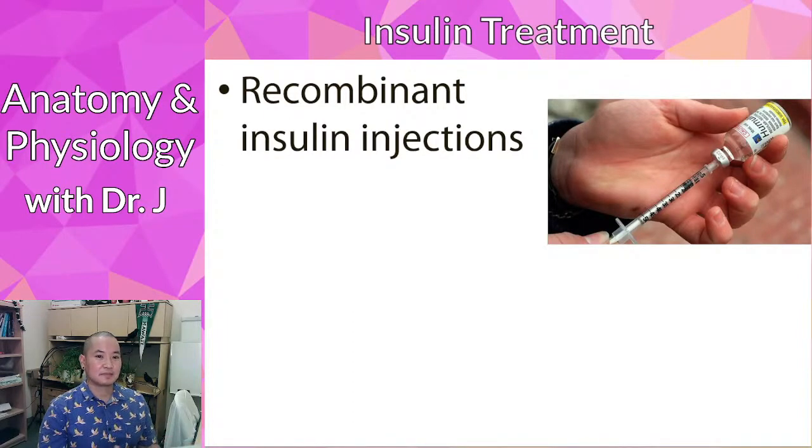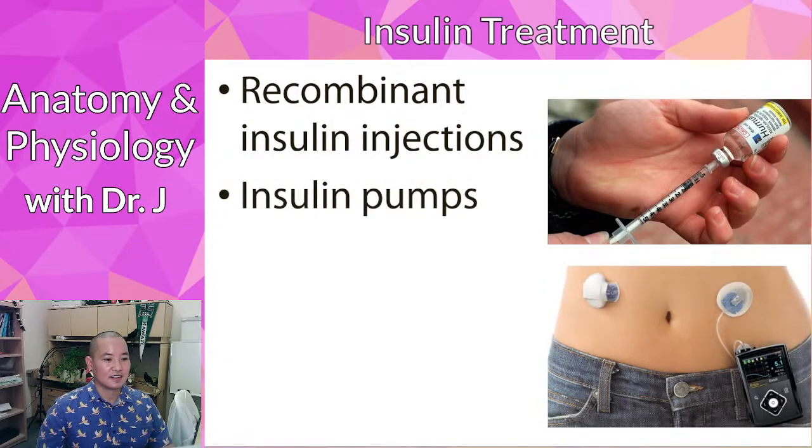But now they're actually able to take the human gene for insulin, put it into bacteria, and then bacteria can make this protein. They're not going to inject the bacteria itself. They're going to take the insulin that's made by this bacteria, purify it so there's none of that bacteria junk in it. So you just have pure insulin, and this is what we have with these recombinant insulin injections. And insulin pumps, now they have all these sophisticated ones that can detect someone's blood glucose and give an appropriate amount of insulin.